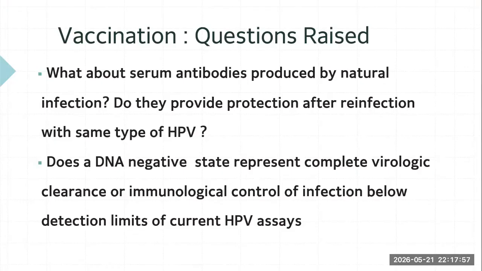Another important point is that certain questions have been raised by scientists: what about the serum antibodies produced by natural infection? Do they provide protection after reinfection with the same type of HPV? There is not much of an answer regarding that, but if present, it can protect from HPV infection. And does a DNA negative state represent complete virological clearance or immunological control of infection below the detection limits of current HPV assays? Might RNA testing be able to detect an infection which is present at a very low level?